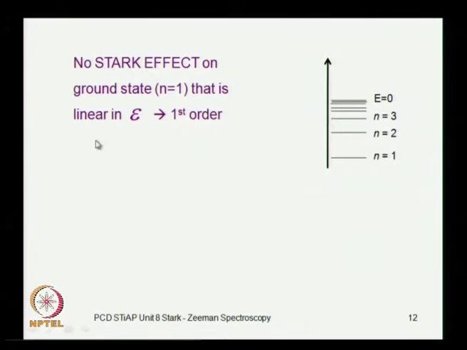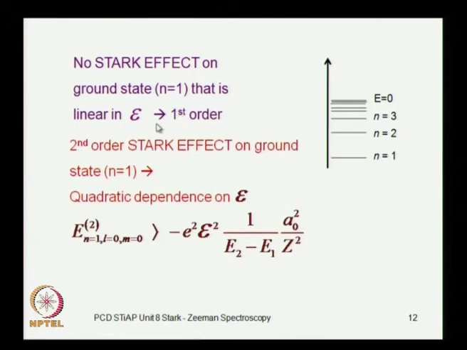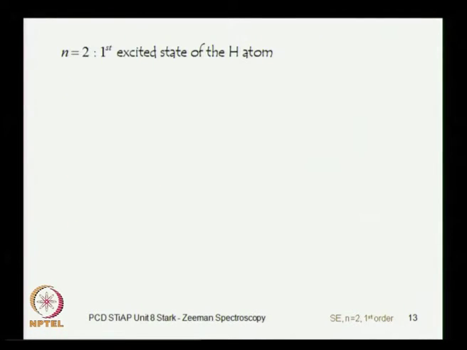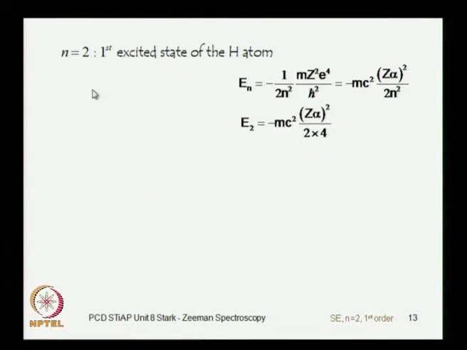So, now we had found that there is no Stark effect in the first order on the ground state. We found that the second order Stark effect on the ground state had a quadratic dependence on the electric intensity, and now we ask what happens to the excited states. Okay. Now we have to be a little careful, because once you go to the excited state like n equal to 2. So, let us take the first excited state of the hydrogen atom, and you know that the energy of the excited state will be given by this 1 over n square formula for the hydrogen atom.